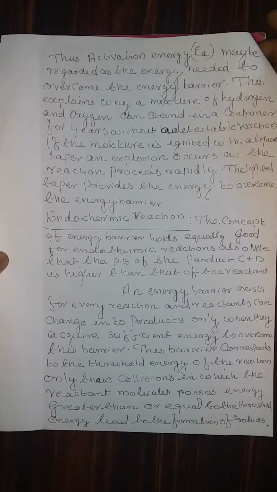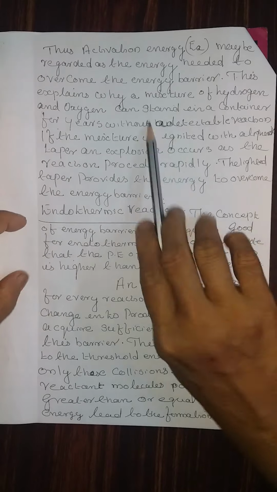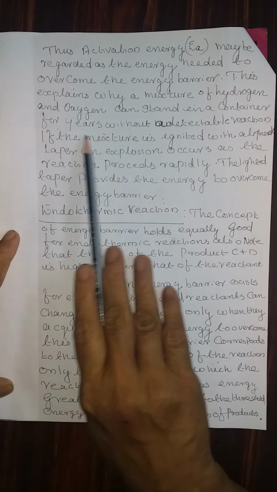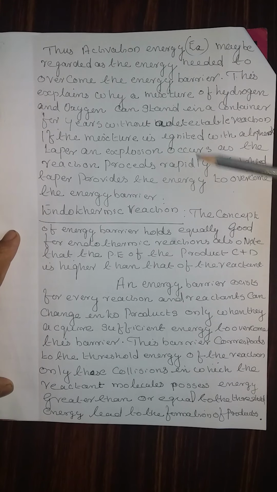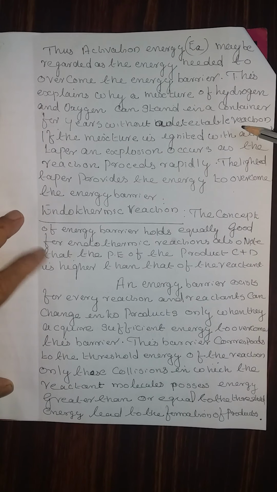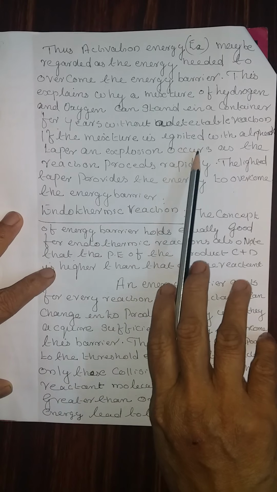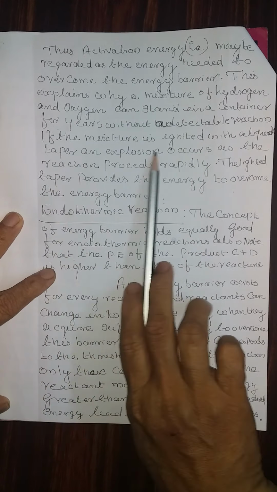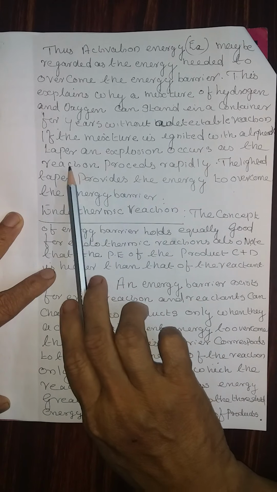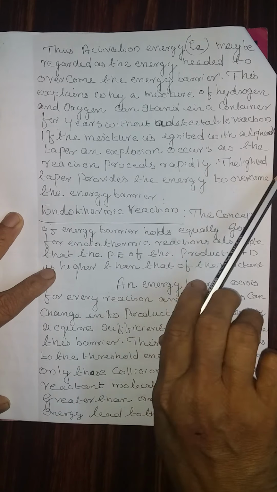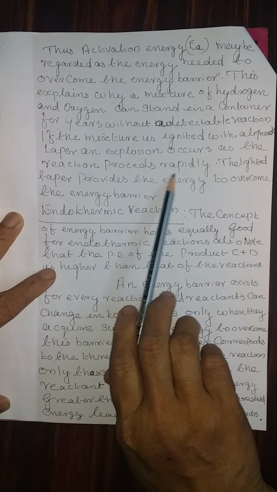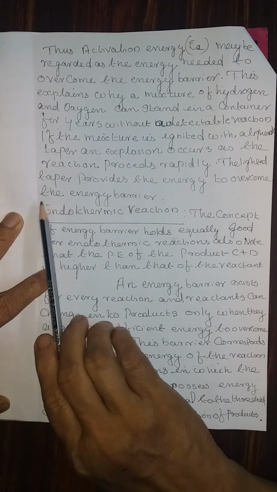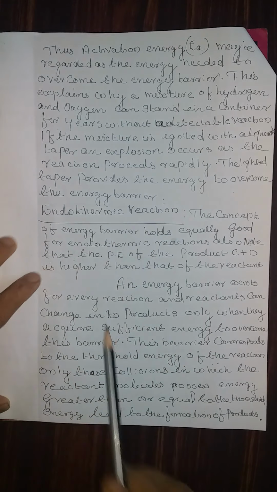Thus, activation energy may be regarded as the energy needed to overcome the energy barrier. This explains why a mixture of hydrogen and oxygen can stand in a container for years without any reaction. But if the mixture is ignited with a lighted taper, the explosion occurs as the reaction proceeds rapidly. The lighted taper provides the energy to overcome the energy barrier.